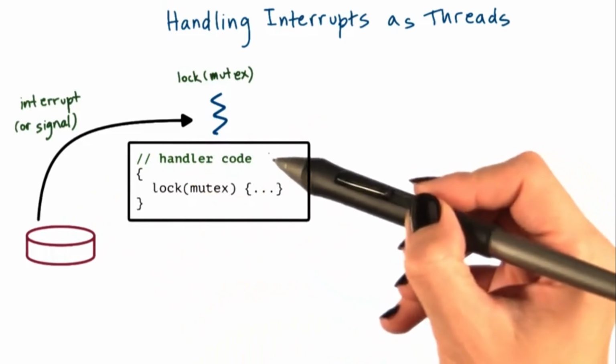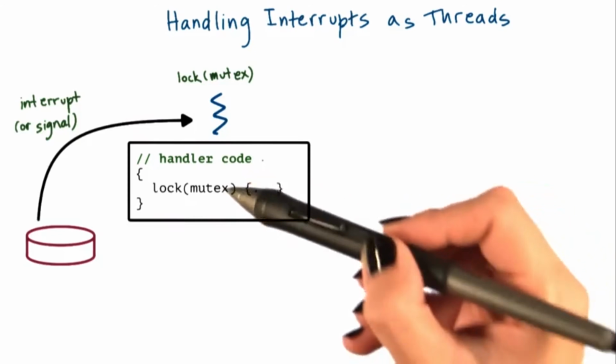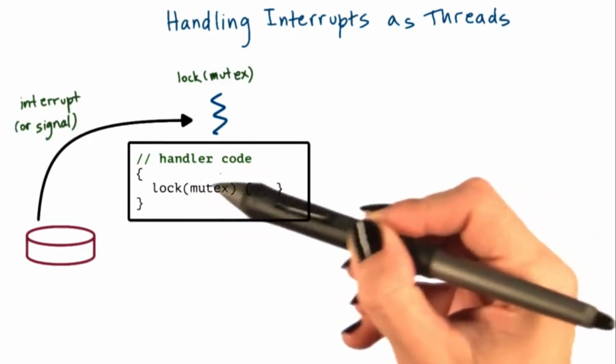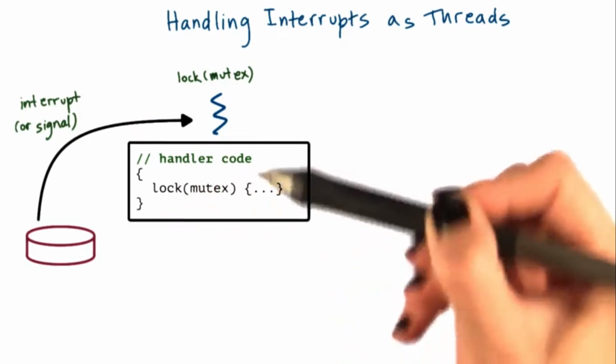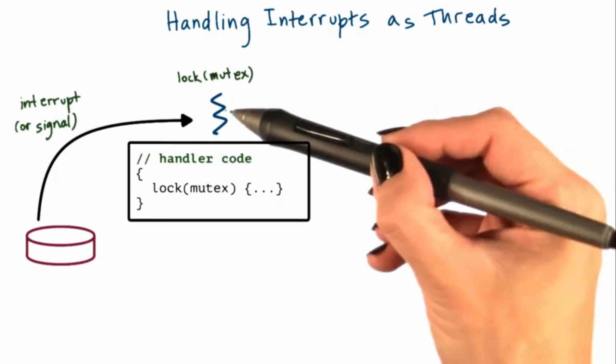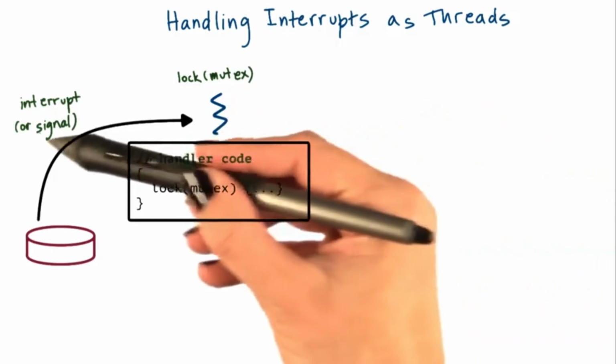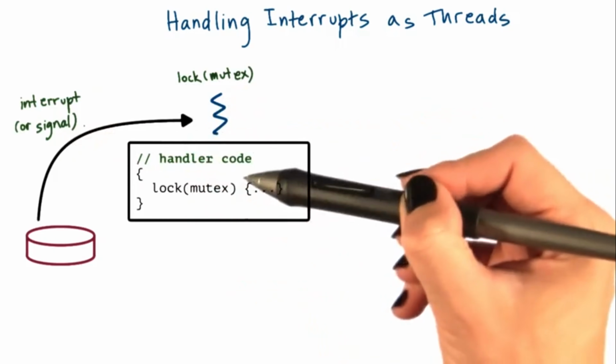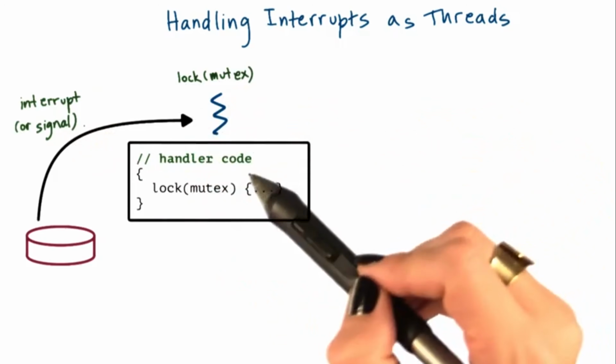And this was happening because the interrupt handling routine was waiting on something, was trying to lock a mutex that was already held by the thread that was interrupted by that interrupt routine. A similar situation could have happened for the signal handling routine. So how can we solve this?